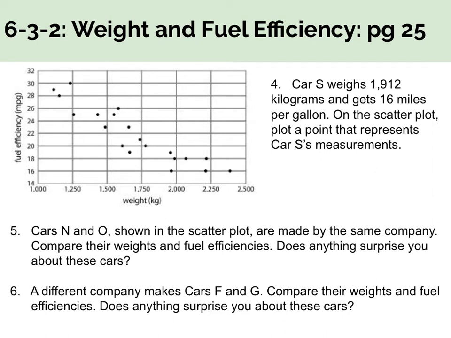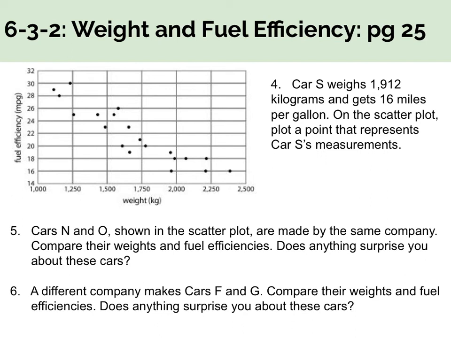Moving on to the next questions. We're going to do 4, 5, and 6. Number 4: car S weighs 1,912 kilograms and gets 16 miles per gallon. On the scatter plot, plot a point that represents car S's measurement. Number 5: cars N and O, shown in the scatter plot, are made by the same company. Compare their weights and fuel efficiency. Does anything surprise you about these cars? And number 6: different companies make cars F and G. Compare their weights and fuel efficiency. Does anything surprise you about these cars also? So you're going to have to pause this, answer those questions, and then come back to me and we'll talk about it.